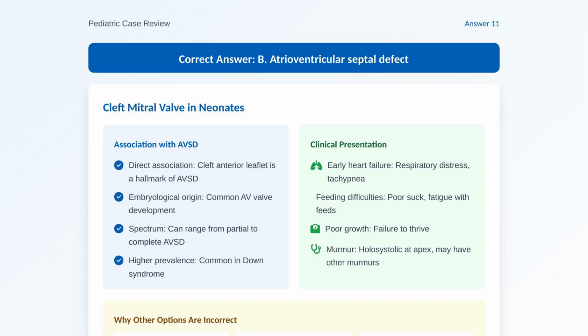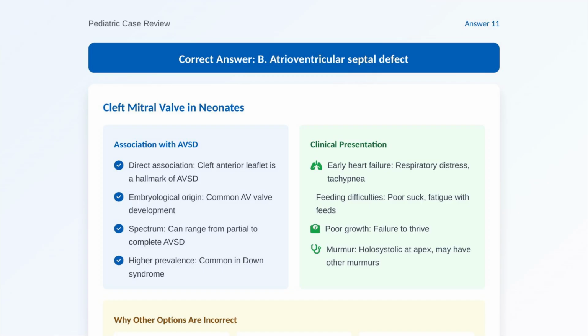A cleft anterior mitral leaflet is a hallmark anatomical feature commonly associated with atrioventricular septal defects, AVSD. This association has an embryological basis, as both structures develop from the common atrioventricular valve tissue during cardiac development. In AVSD, there is a deficiency of the atrioventricular septum, resulting in a common atrioventricular valve that may be partitioned into mitral and tricuspid components, often with a cleft in the anterior mitral leaflet. This cleft can lead to mitral regurgitation, which is often significant and presents early in life.